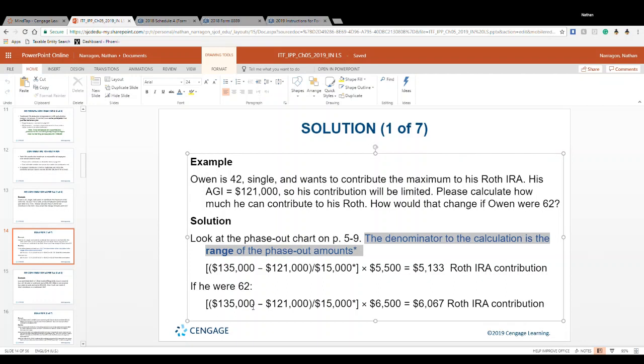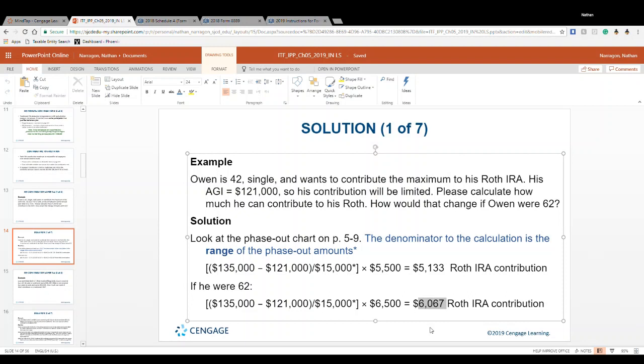Same here when he's over 50. He's 62 now. So same thing's going on. 135,000 minus 121 divided by 15,000. So that part doesn't change. But remember, when they get over 50, they get that extra grand. So now he gets 6,500 that he can contribute up to. So his actual limit after that is only 6,067.